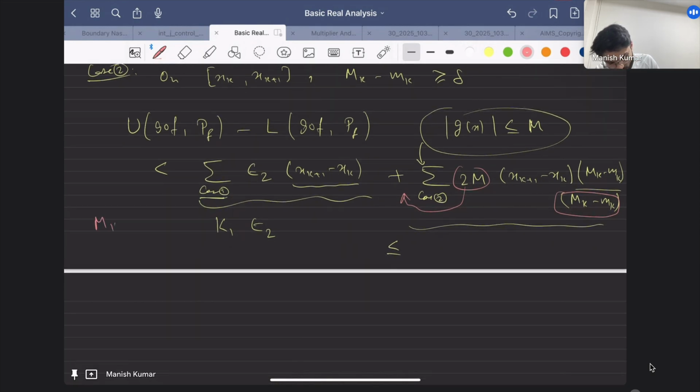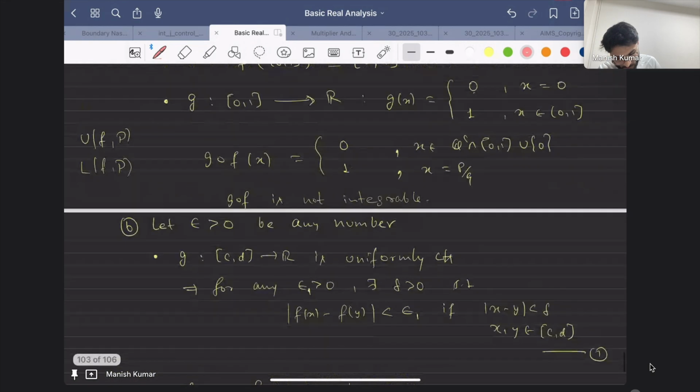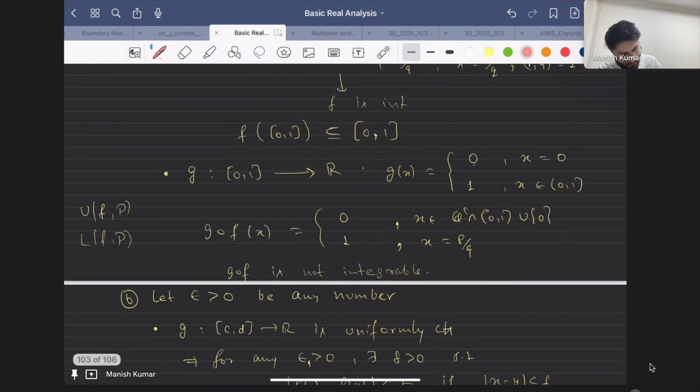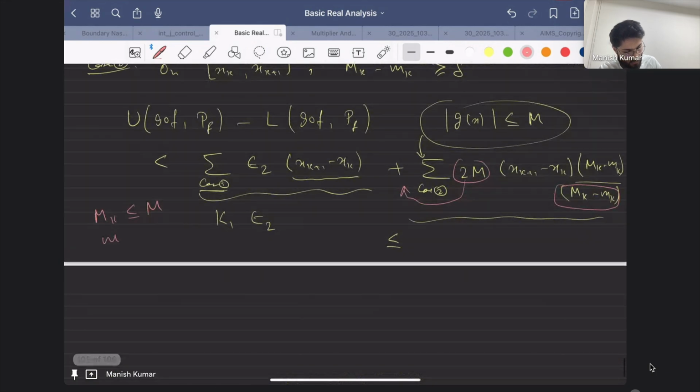Sir, capital Mk and small mk are the maximum and minimum values, no sir? Correct. If it is continuous, there will be some point where the function will assume the values Mk and mk. No, f is not given to be continuous. That is about g. f is just given to be integrable. That's all the information you have.